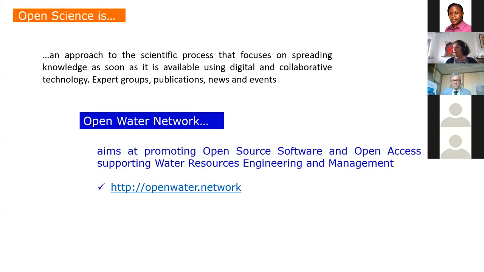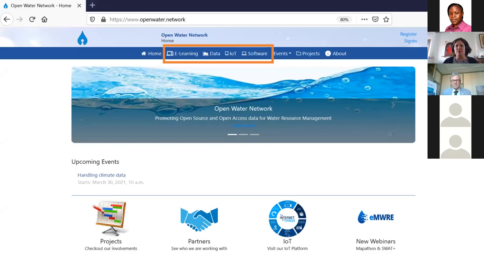We are moving more towards online activities. So we are building at this moment an Open Water Network platform where we also provide access to open source software and data and knowledge. So here you can see it's work in progress, but we are providing access to e-learning data. And we are building a platform for Internet of Things. We provide access to software through a GitHub repository. So this is somehow an access point to a lot of information and knowledge on open source software and data for water applications.